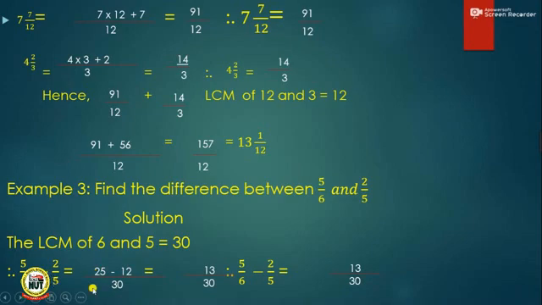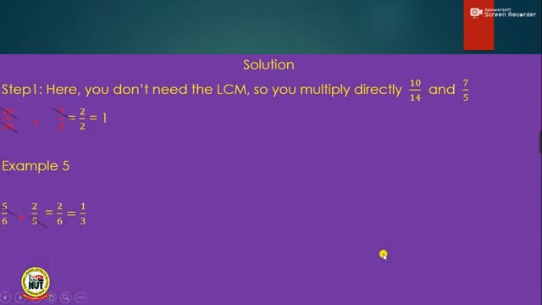How many 5s can we get in 30? That is 6. 6 times 2, 12. So, since 6 times 2 is 12, we're going to now subtract, because the question says we should look for the difference. Now 25 minus 12 is equal to 13 all over 30. It therefore implies that 5 all over 6 minus 2 all over 5 is equal to 13 all over 30.